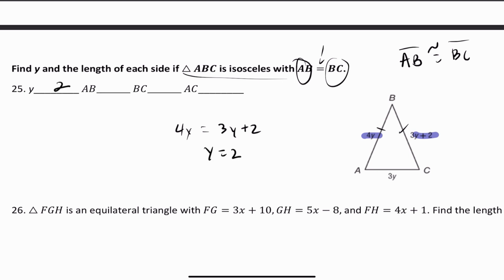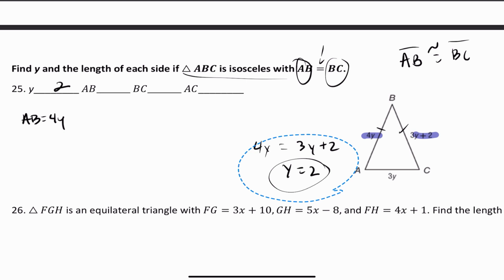And then my goal here is to figure out what AB is. And I know that y is equal to 2, right? And AB is right here. How long is the measure of AB? Well, currently AB is 4y, but we already know what y is equal to, so I'm just going to evaluate. So 4 times 2, that's 8. So that's the measure of AB.